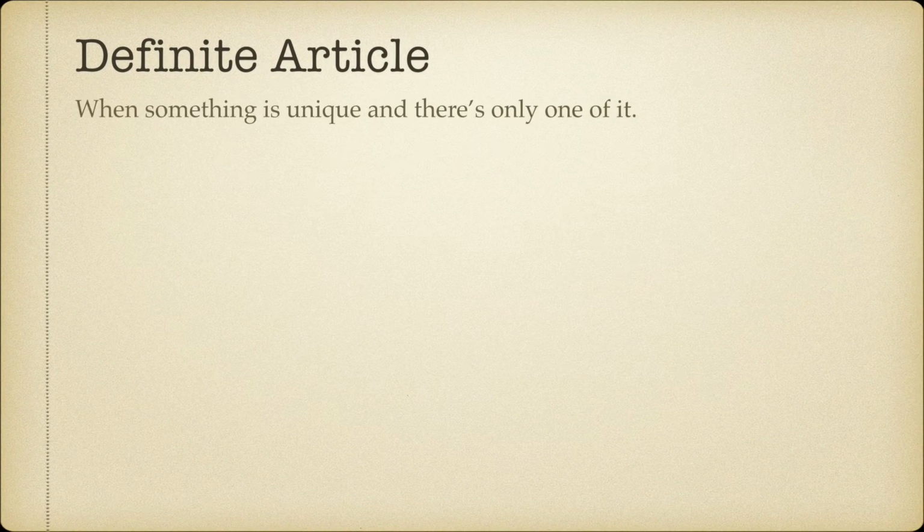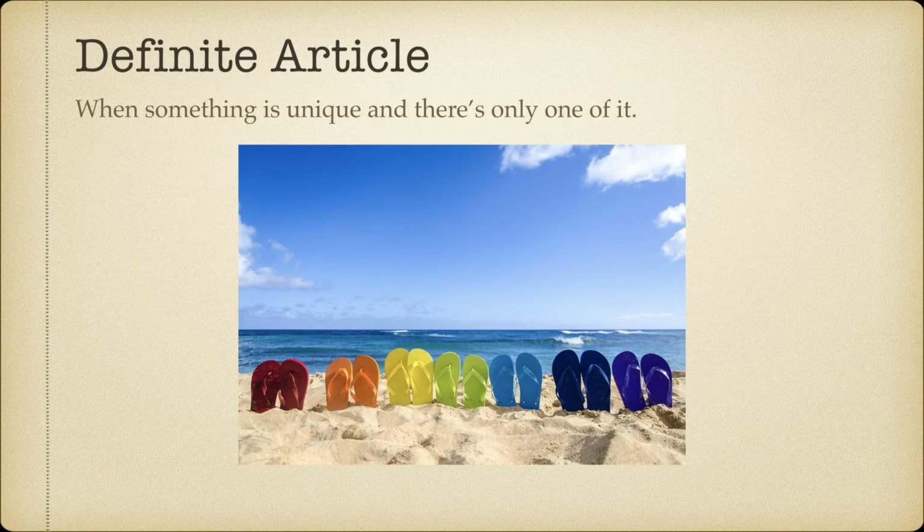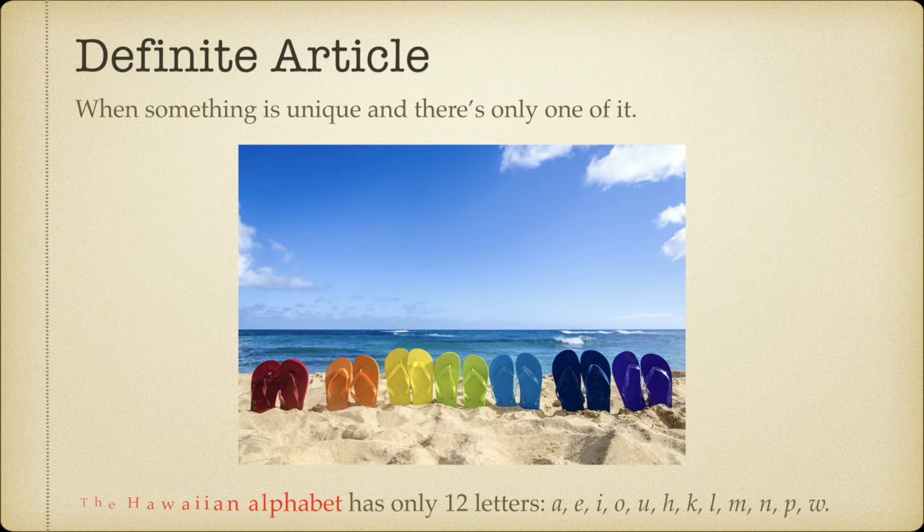When something is unique and there's only one of it. The Hawaiian alphabet has only 12 letters, A, E, I, O, U, H, K, L, M, N, P, W. So there is only one Hawaiian alphabet.